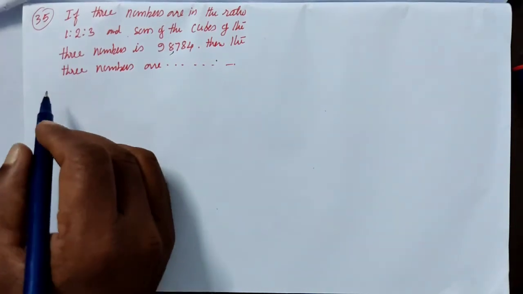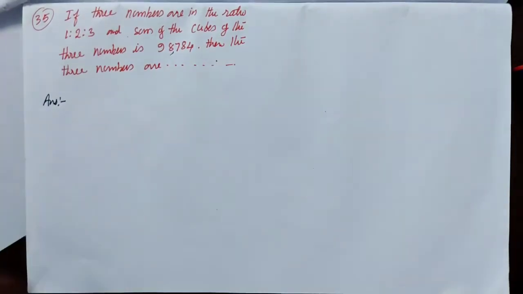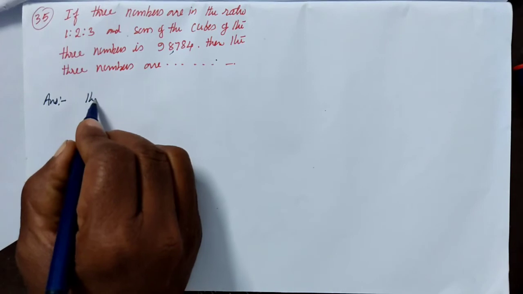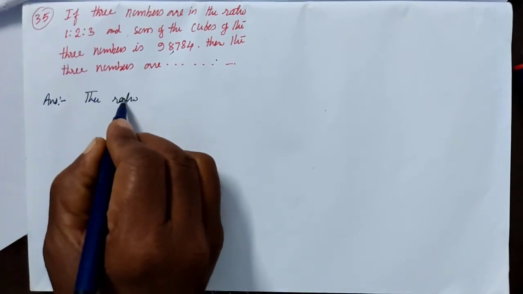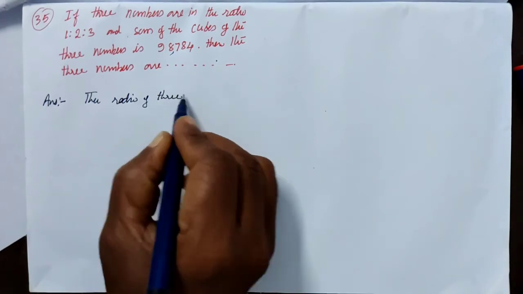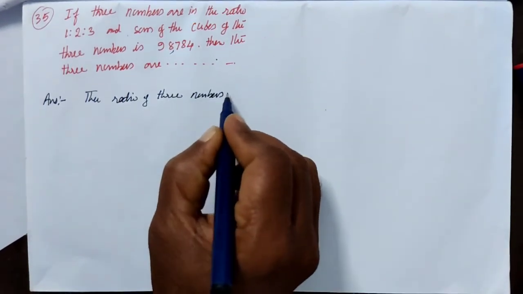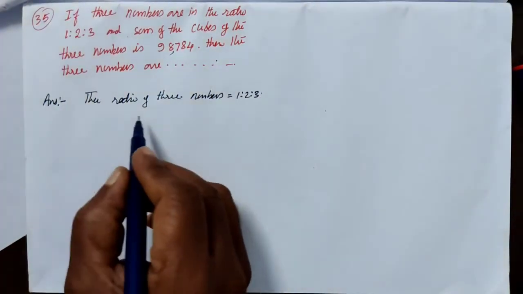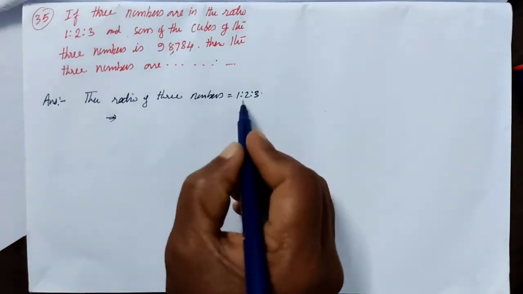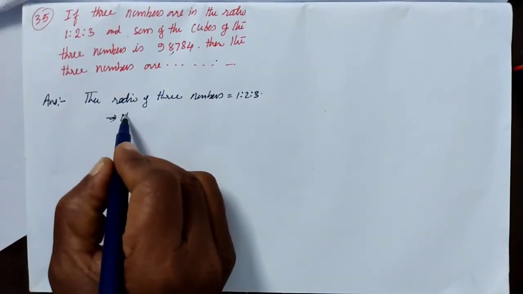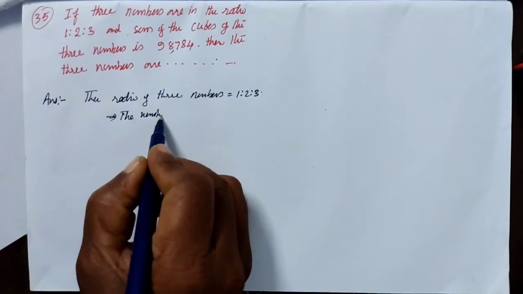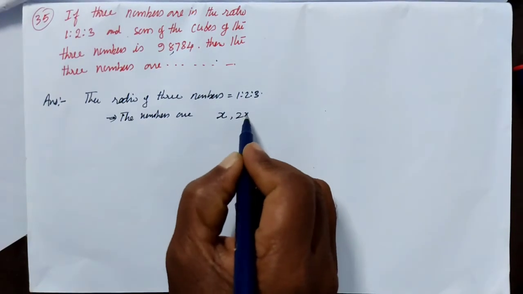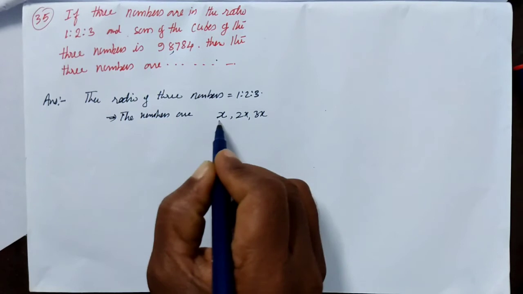Now, very easy. Here the ratio of three numbers is equal to 1:2:3. So from this, the numbers are 1x, 2x and 3x. So these are the three numbers.